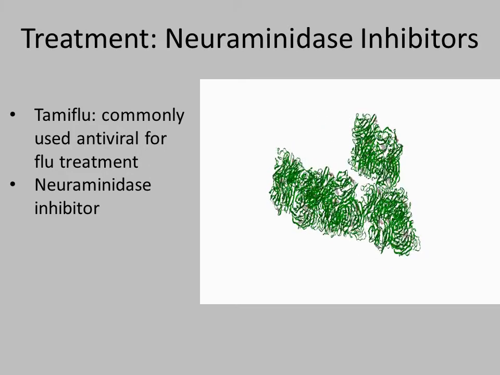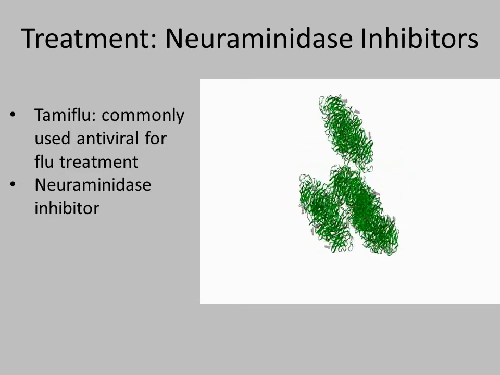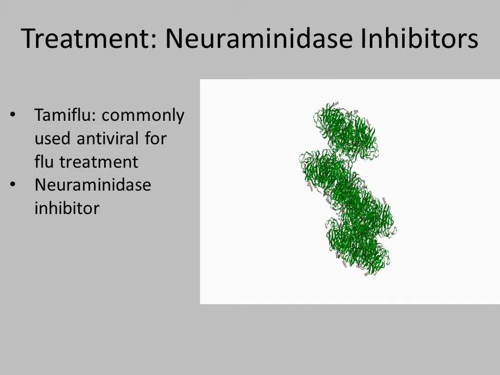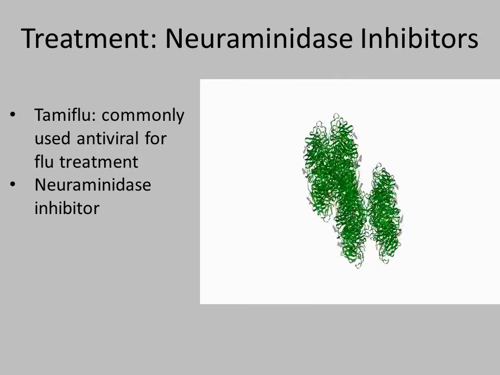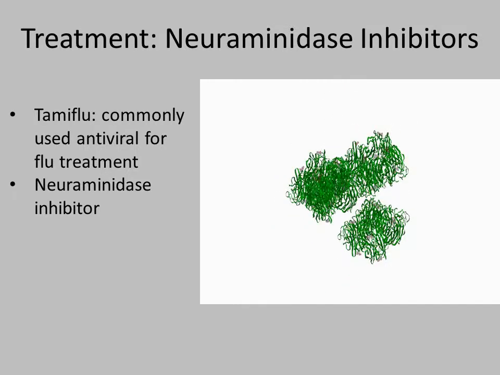Now, another class of antivirals is much more common. Here, we see oseltamivir, also known as Tamiflu. Tamiflu is a neuraminidase inhibitor and is the most commonly used antiviral for the flu.